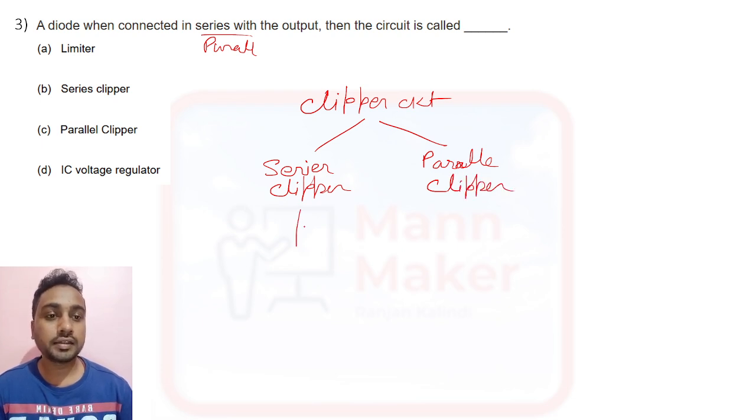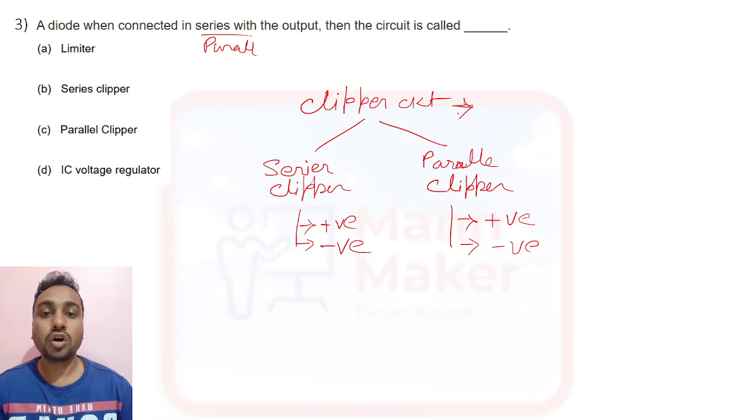Again, it is divided into two parts: positive series clipper and negative series clipper. This is a positive parallel clipper and negative parallel clipper. So what does a diode clipper circuit mean? A clipper circuit is a circuit which is used to clip a half cycle, the positive half cycle or the negative half cycle, or both the positive and negative half cycle. So the clipper circuit is connected in series, so it is a series clipper. Option B is the right answer.